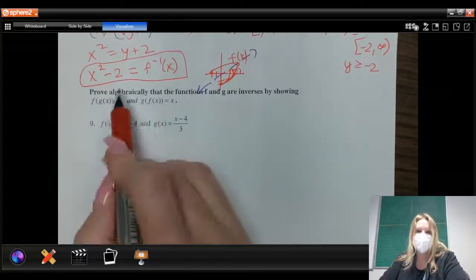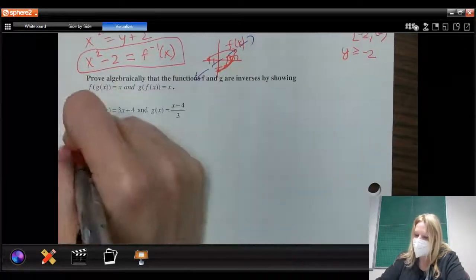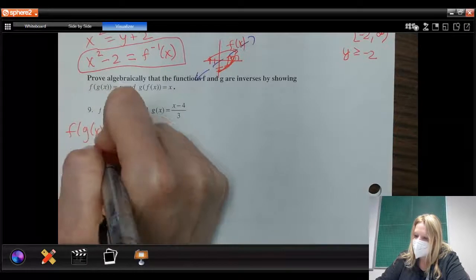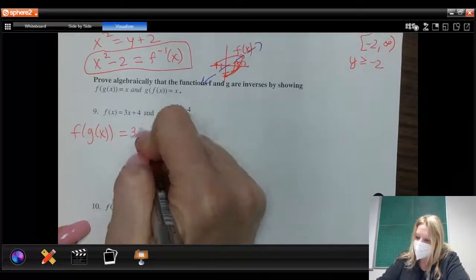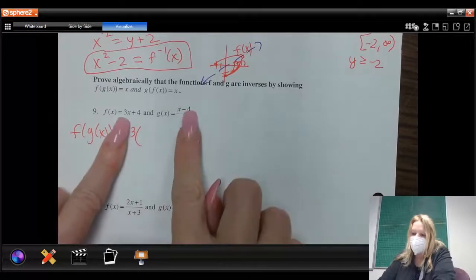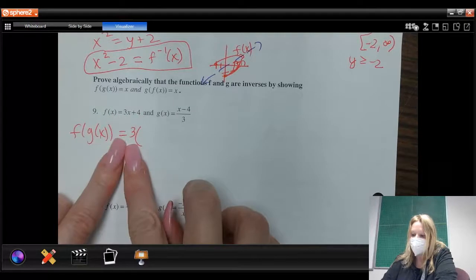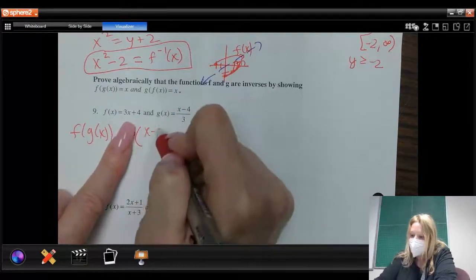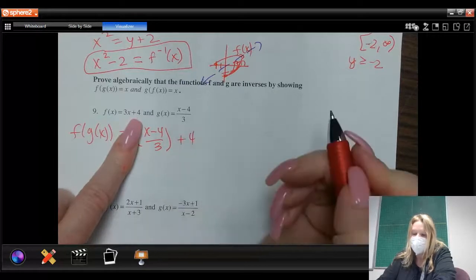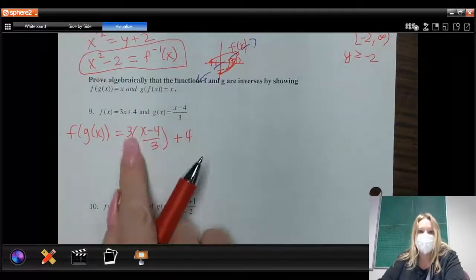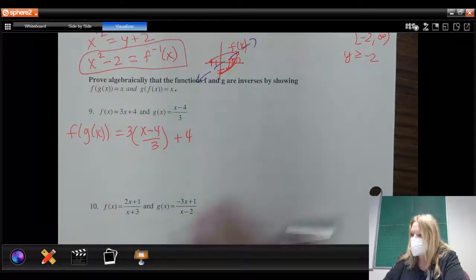Okay, so it says prove inverses by showing f of g of x equals x and g of f of x equals x. Okay, f of g of x. Let's put the g of x into the f of x. So in place of x, I'm going to put this thing in here. So it's 3, then I'm putting this in, and then plus 4. So I bring down the 3, I bring down the plus 4. In place of x, I'm putting this thing.